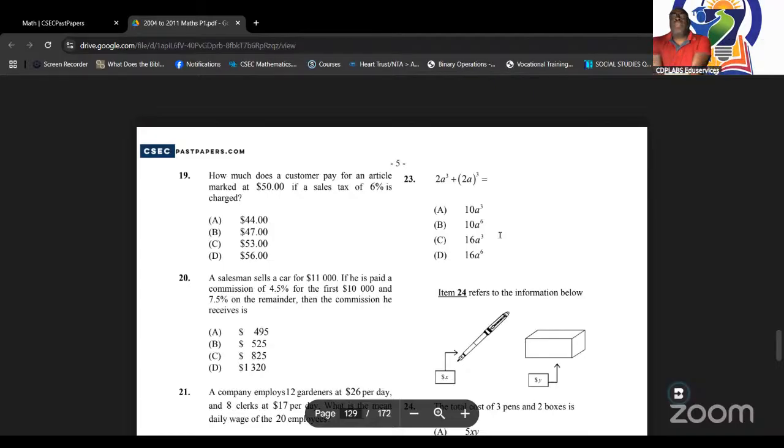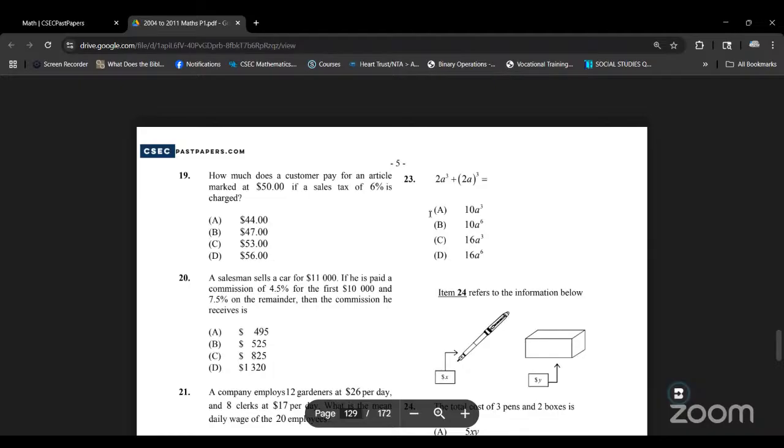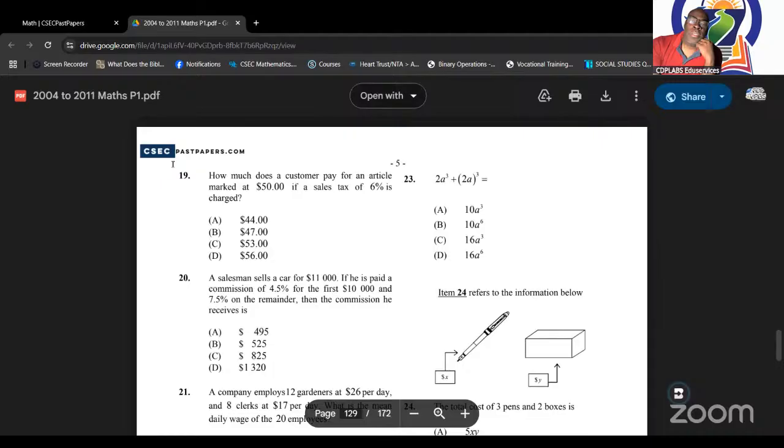Then let's get to number 20. A salesman sells a car for $11,000. If he is paid a commission of 4.5% for the first 10,000 and 7.5% on the remaining, then the commission he received is... So you know the structure there again, right? So the structure there, come up with the answer.